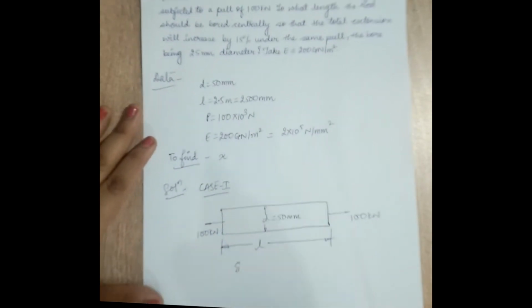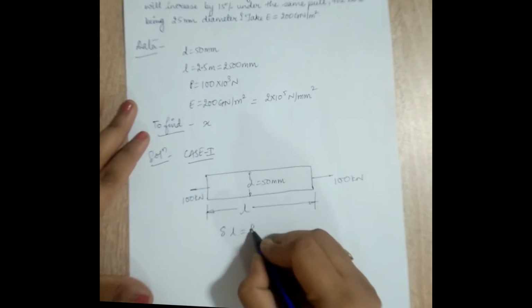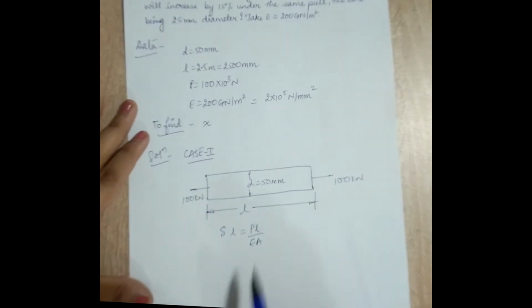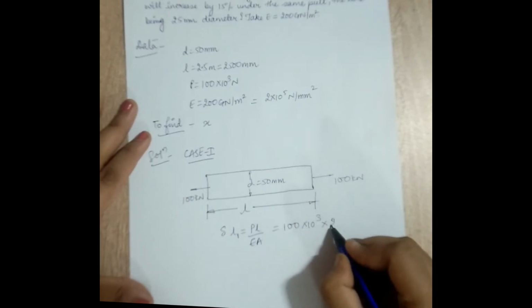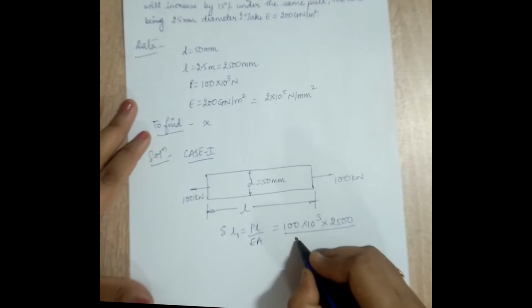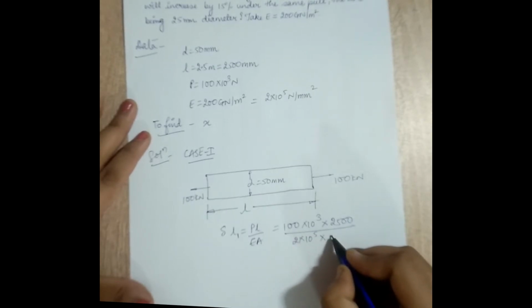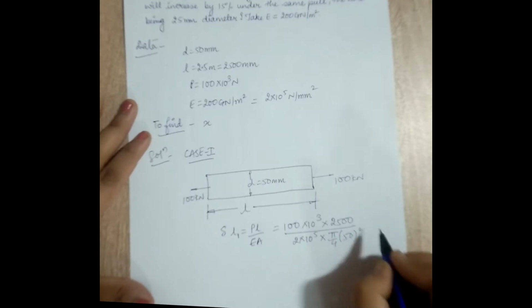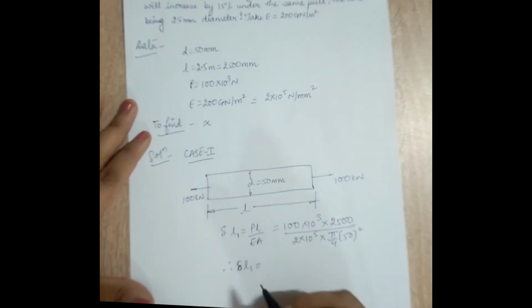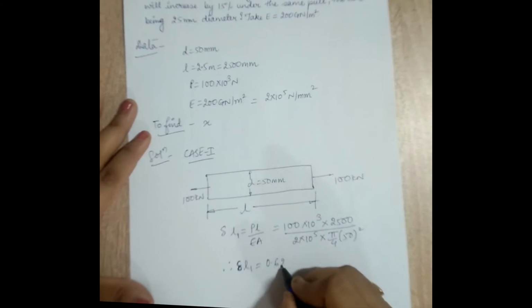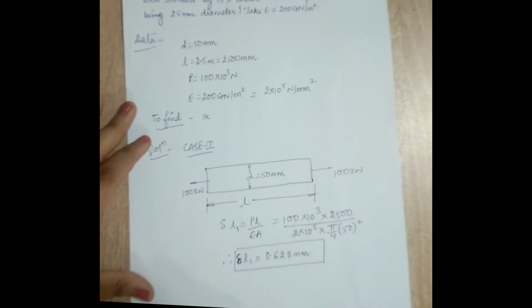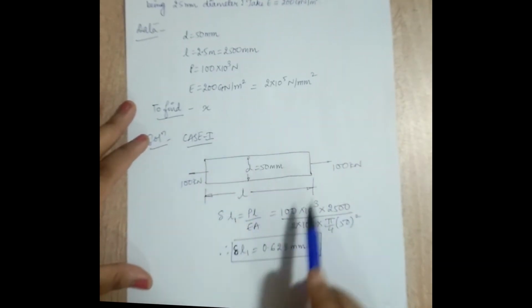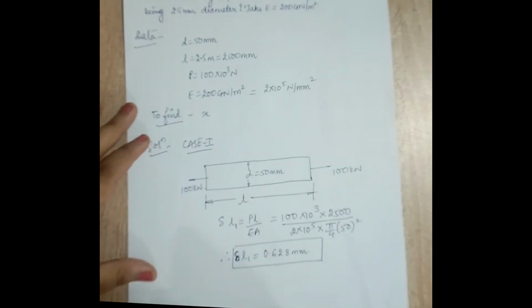In this case, I can calculate delta L as PL by EA. Now, since the case is first case, so I'll write this as delta L1. The value of P is 100 into 10 raised to 3. Length is 2500. Value of E is 2 into 10 raised to 5. Area is going to be pi by 4, 50 square. Therefore, delta L1 will be obtained as 0.628 mm. This is the change in length if I consider that there is a solid bar and there is a load of 100 kN being applied on it. But this is not the entire problem.